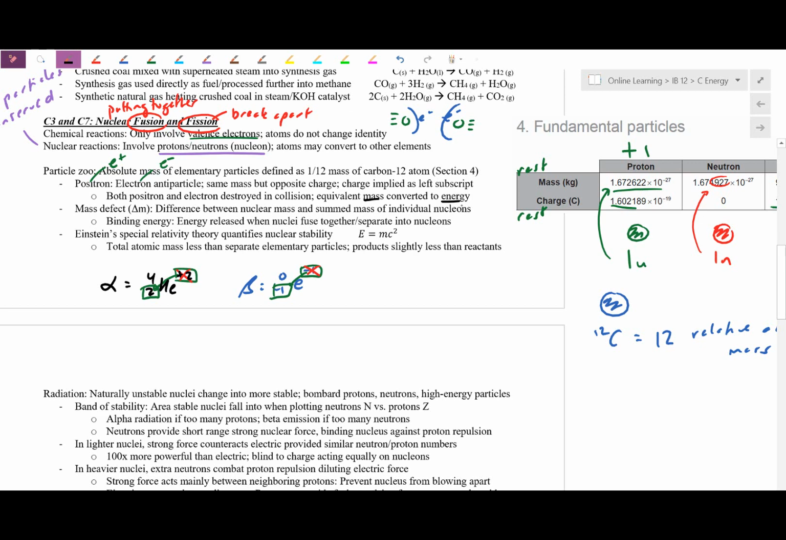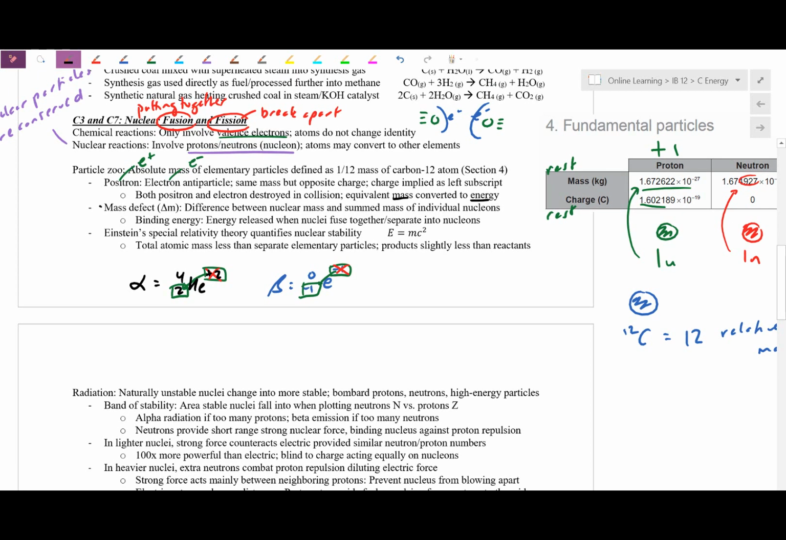So here's our key term. We called it mass defect. This also gave us our term binding energy. Binding energy, or the mass defect, this delta M, is the difference between the nuclear mass, once the nucleus itself is actually formed, made of protons and neutrons, and the sum mass of the individual nucleons before the nucleus itself formed.